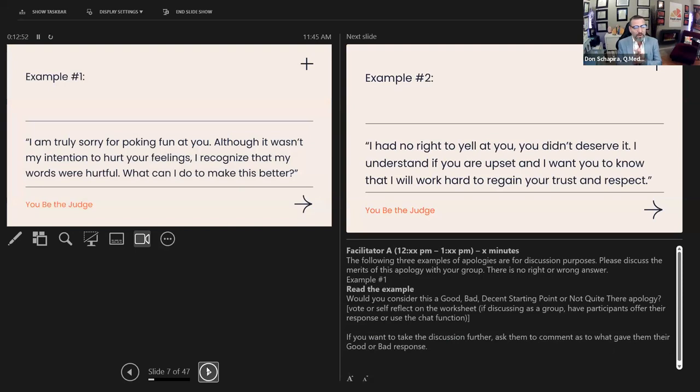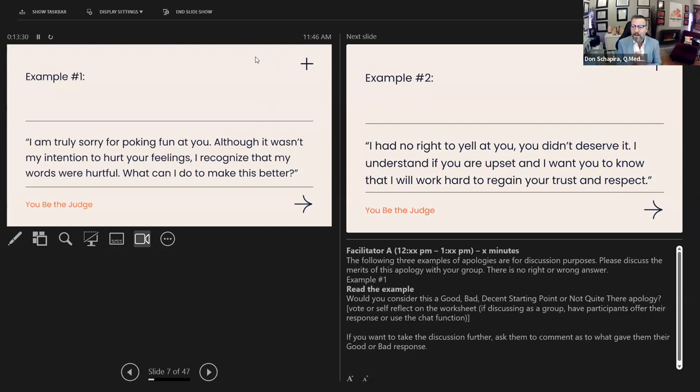I am truly sorry for poking fun at you, although it wasn't my intention to hurt your feelings. I recognize that my words were hurtful. And what can I do to make this better? Now, we're going to take a look at the chat. We would like to know from you, is this a good apology? And Don, as you've indicated, we can use the chat feature. Next month, we plan on using the poll function so that people can see the results of the tabulation of their answers. But for today's purposes, we will be using the chat function. So we really want to hear from you. Is this a good apology?